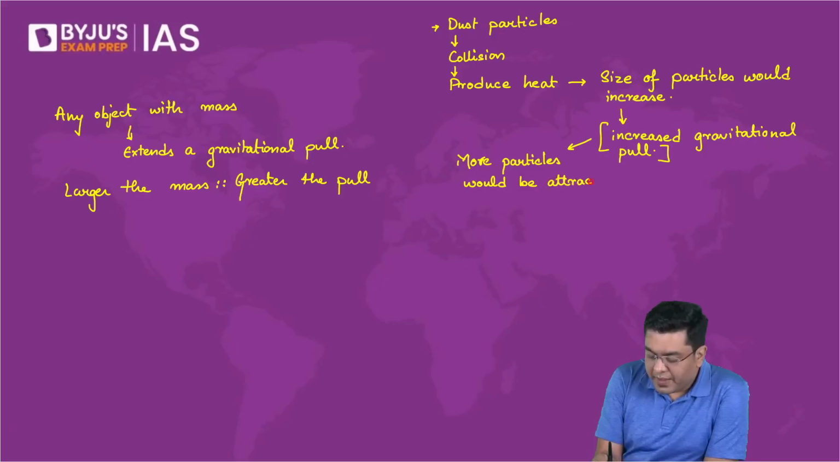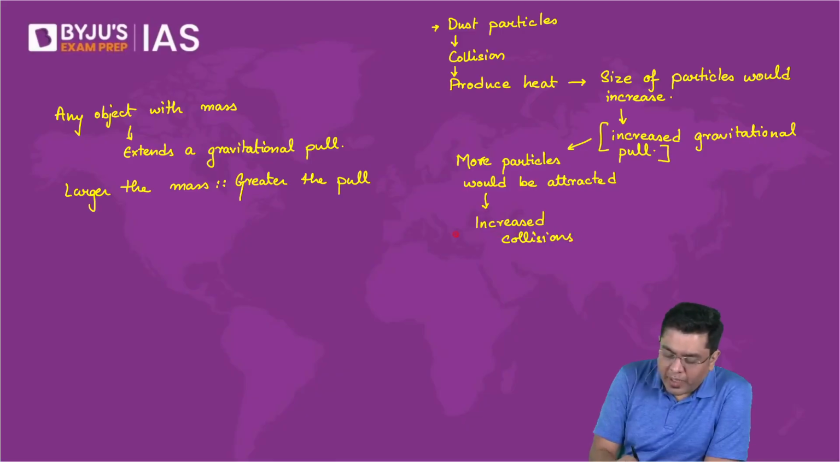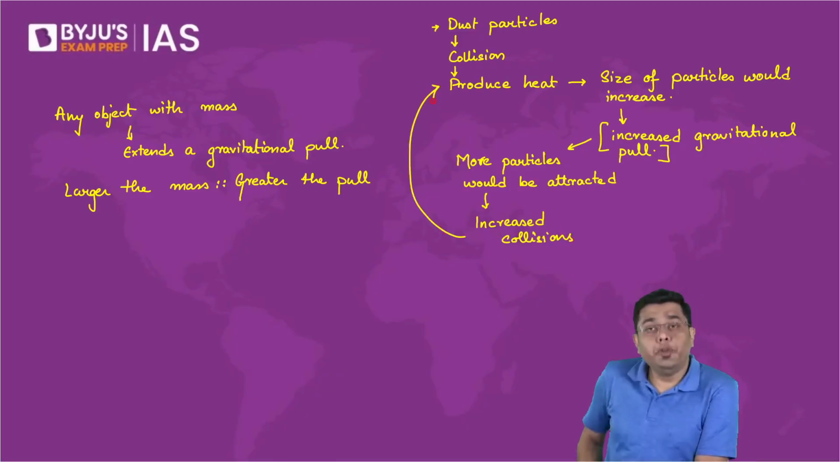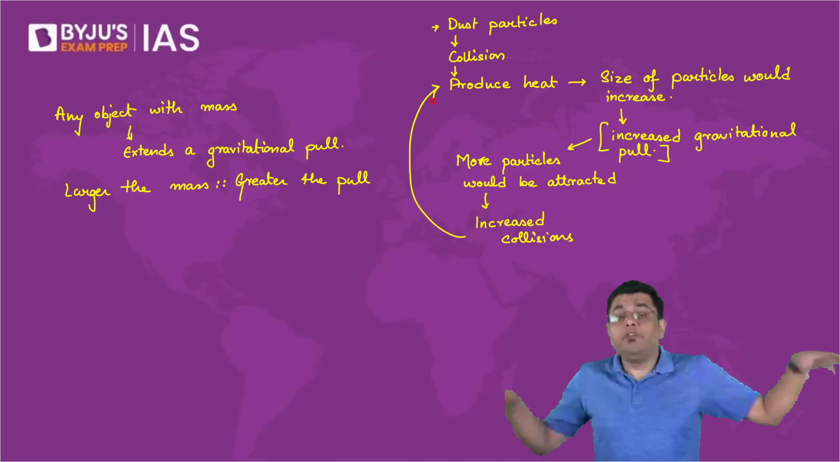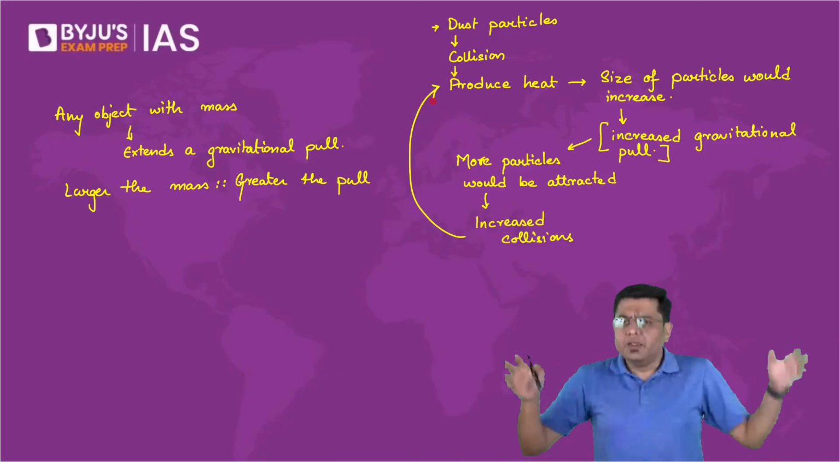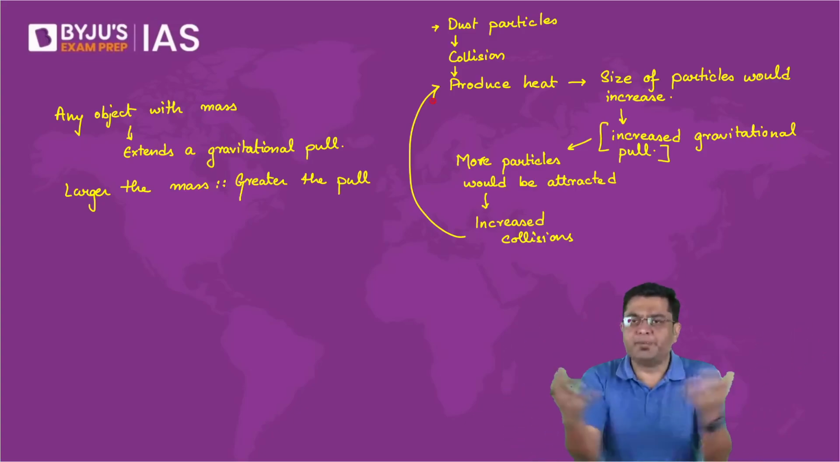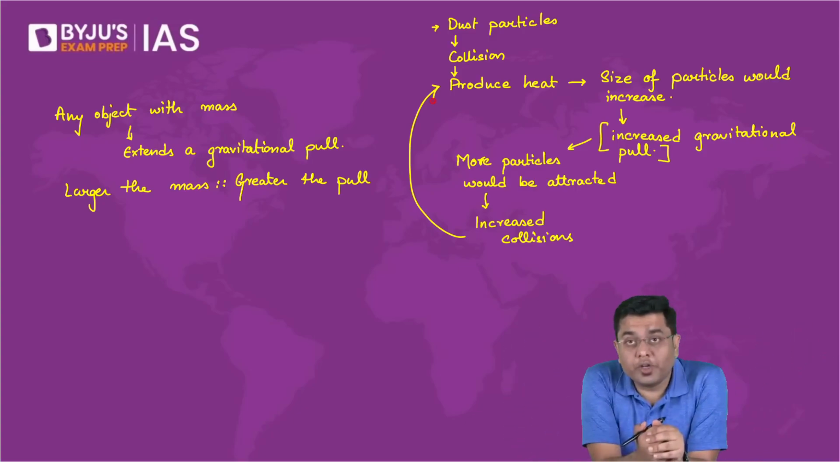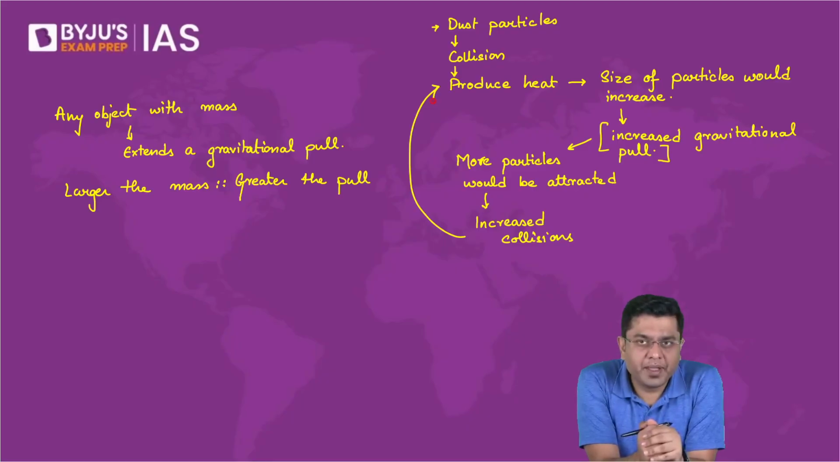And when more particles would be attracted, increased collisions. Now, with increased collisions, what would happen? Again, they would produce heat, and this cycle would continue. This cycle would continue in various places across the solar system. And that is how slowly and steadily these trillions and trillions of dust particles were consumed by these collisions. With every collision, enough heat would be produced.